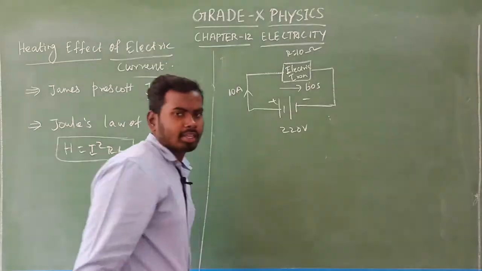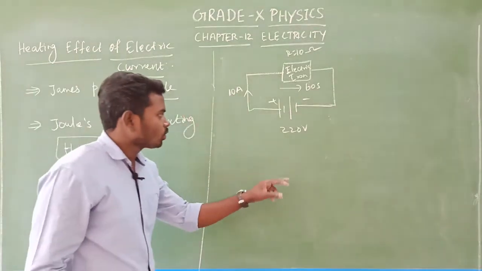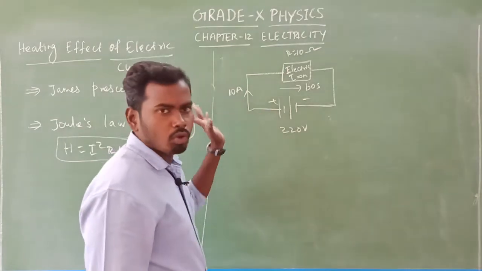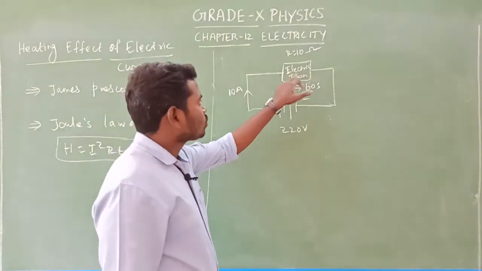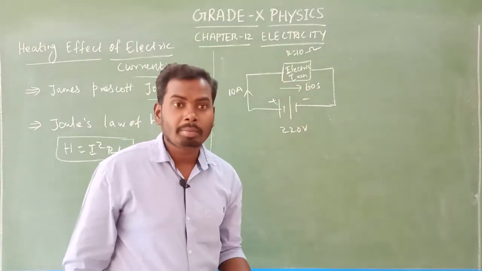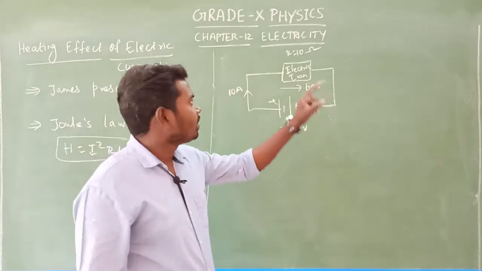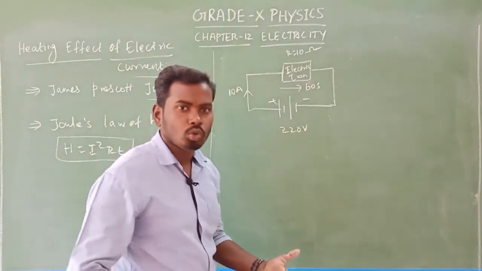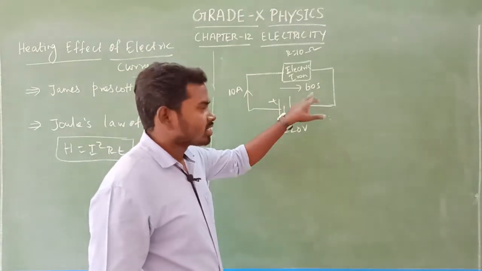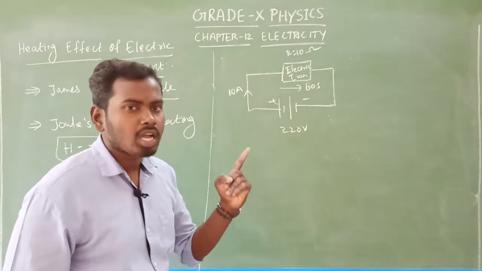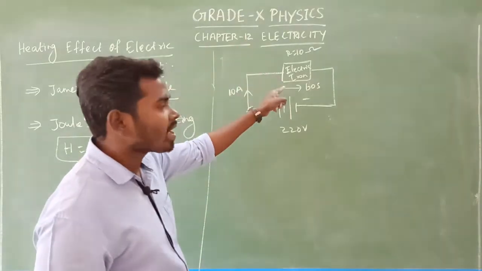Okay, consider the electric circuit. We apply 220 volt potential difference. Due to this, 10 ampere current flows through the circuit. We have connected the electric iron. Inside it there is conducting material whose resistance value is 10 ohm. Then the electric iron is used for 60 seconds. Now you find out how much heat is produced by the electric iron.